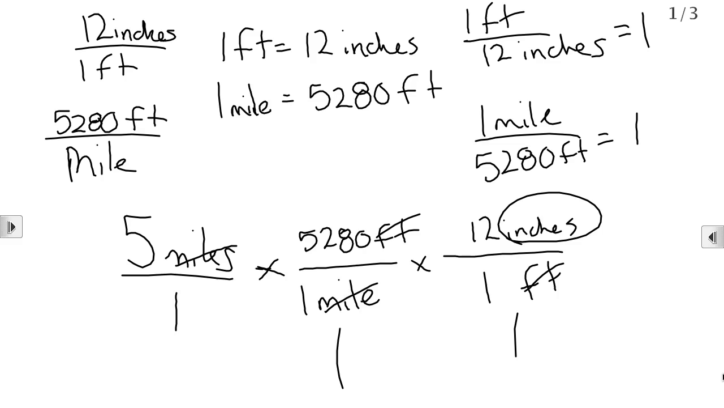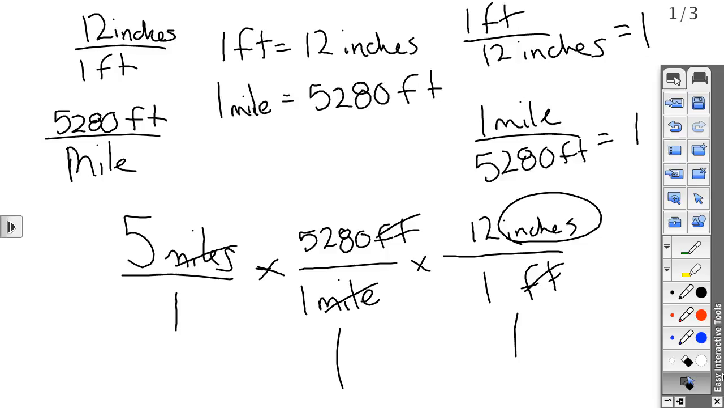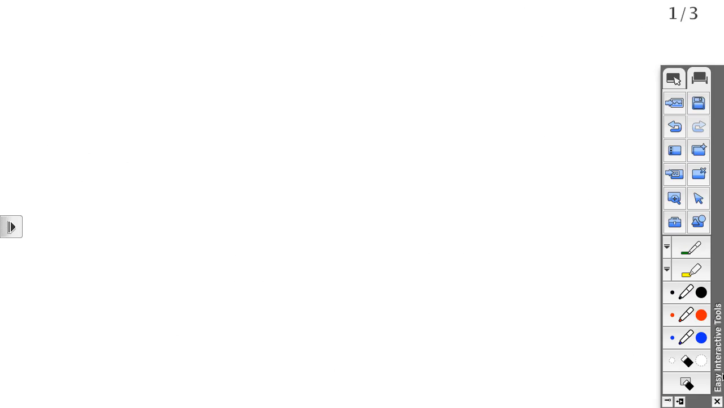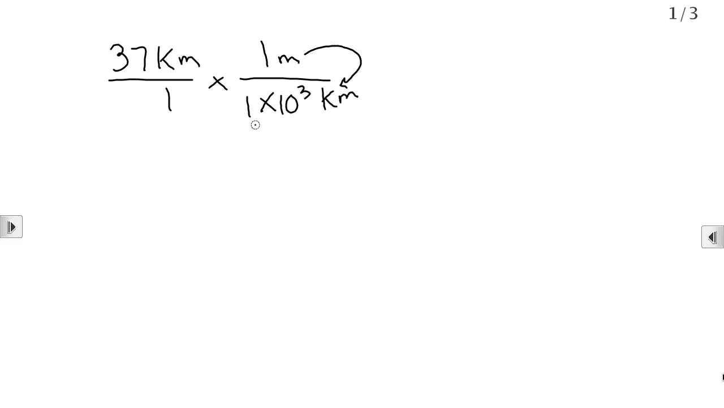What people will do sometimes when we're doing metric stuff, don't ask me how many times to move the decimal on something metric. I won't tell you. But let's say we had to go from 37 kilometers to meters. What people will do is say 1,000 kilometers is 1 meter. You can't do this because 1 meter does not equal 1,000 meters. This is a million. 1,000 times 1,000 is a million. So these don't equal. So you can't do this.